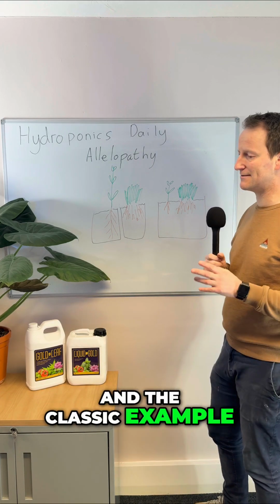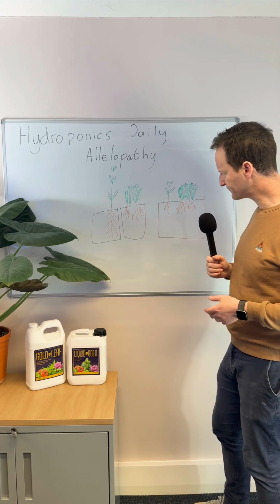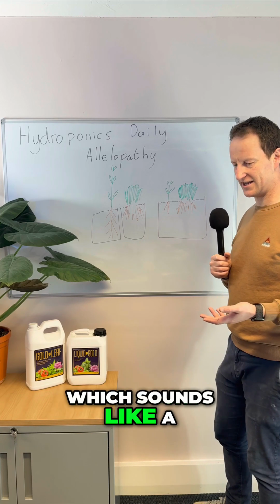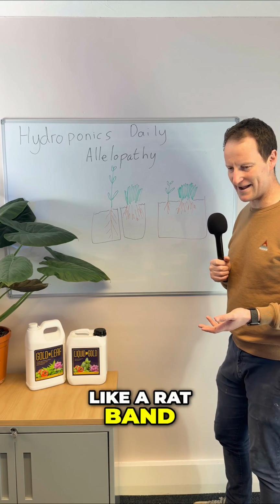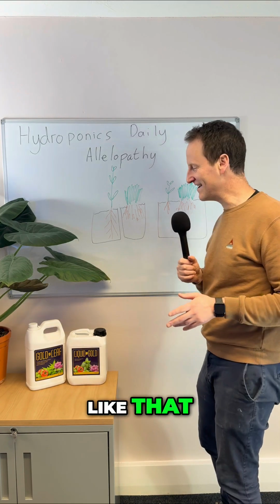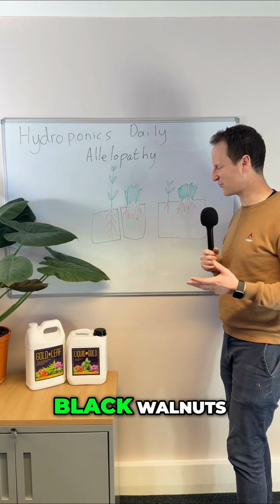And the classic example of this is black walnut, or Juglans nigra. And this releases a chemical called juglone, which sounds like a rap band from the south of America. I'm sure there's something like that, the Juglones or something like that. Anyway, it's a chemical. I think it's an alkaloid, and it's released from the roots of the black walnut.